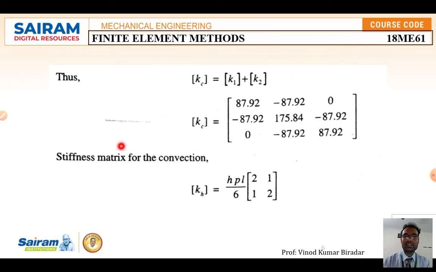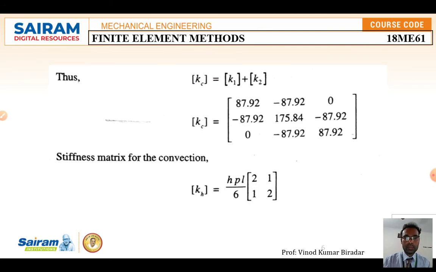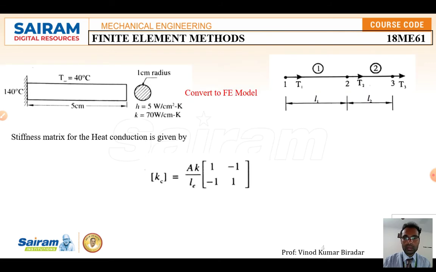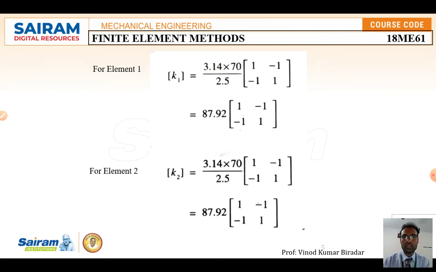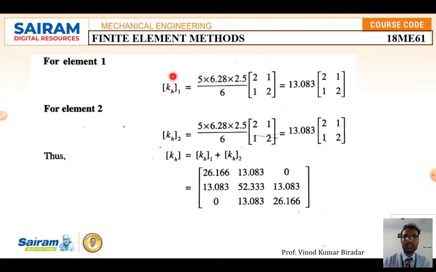How did we calculate this? Similarly, you have to calculate the stiffness matrix for convection. We have the convection formula, Kh is equal to hPl by 6 times 2 1 1 2. This is the formula due to convection. Substitute for the first element. For the first element, Kh1 is equal to 5 into P, which is the perimeter, 6.28. Substitute 6.28, and the length is given as 6, times 2 1 1 2. Substitute in this element and you are going to get this matrix for the first element.